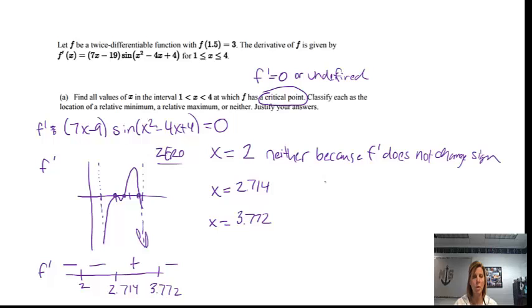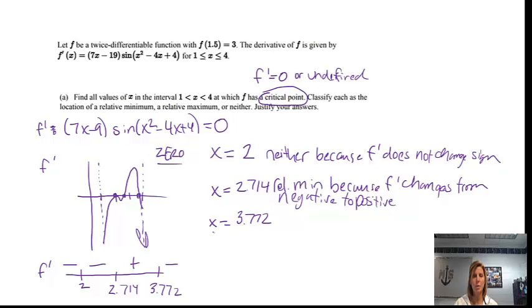Okay, then x equals 2.714. Before 2.714, f prime is negative. After 2.714, f prime is positive. So we know that that is going to make a minimum. So we're going to have a relative minimum there, and that would be because f prime changes from negative to positive. Alrighty, and then the last one, x equals 3.772.